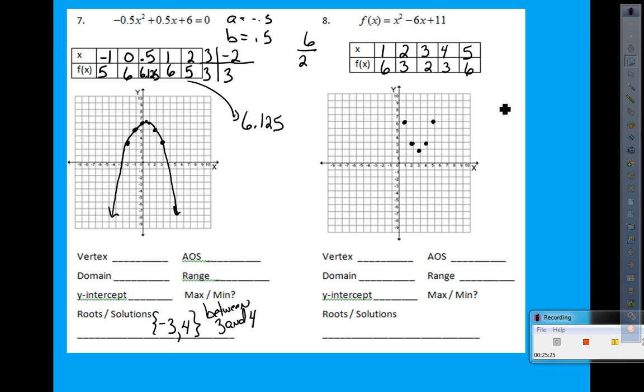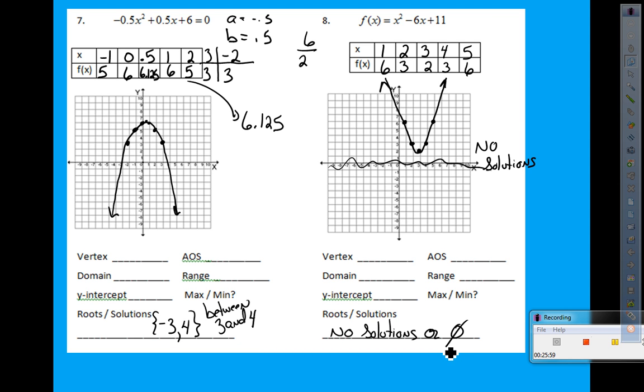Watch what happens when I graph this, though. It never touches the x-axis. It never, ever touches this x-axis. That means that there's no solutions to this graph. So when I come down here, I'm going to put either no solutions or you could have put the empty set.